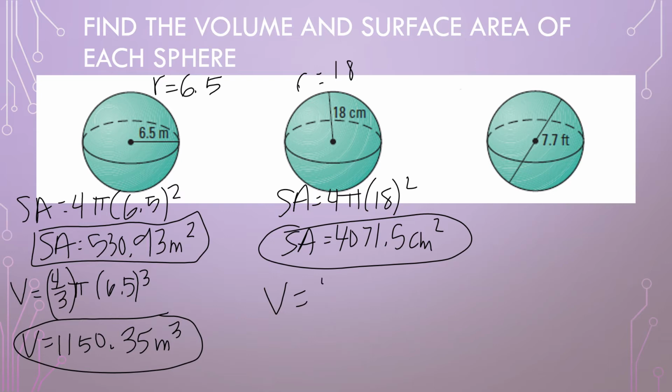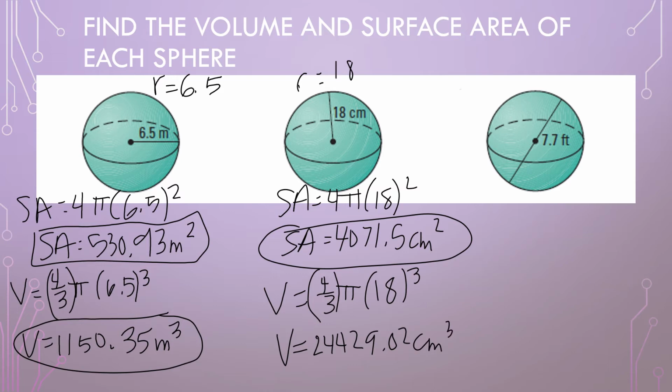For the volume, plug it into your equation. Again, make sure that you're doing radius cubed and not squared. So make sure that you change that on your notes there. And put the 4 over 3 in parentheses if needed, if you don't have the fraction button. So your answer, if you plug that all in, is 24,429.02 centimeters cubed.